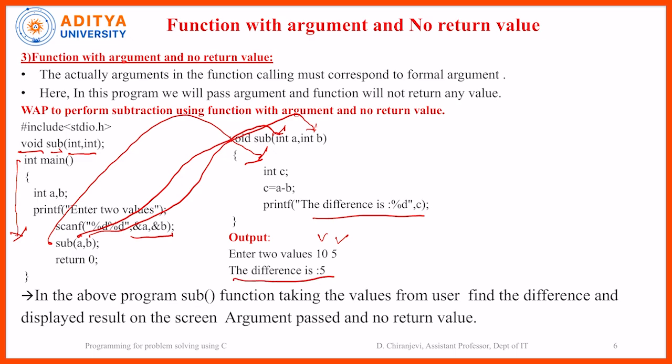So what happened in this program? Simply, we called the sub function, which takes values from the user, finds the difference when the function is called, and displays it on the screen. We passed arguments, and still we have not returned any value. So this subtraction function does not return any value. Simply we have displayed the c value here. The difference between return type and no return type is that if it is a return type, we will not print here. We will simply write return c, and that will be displayed in the calling function.